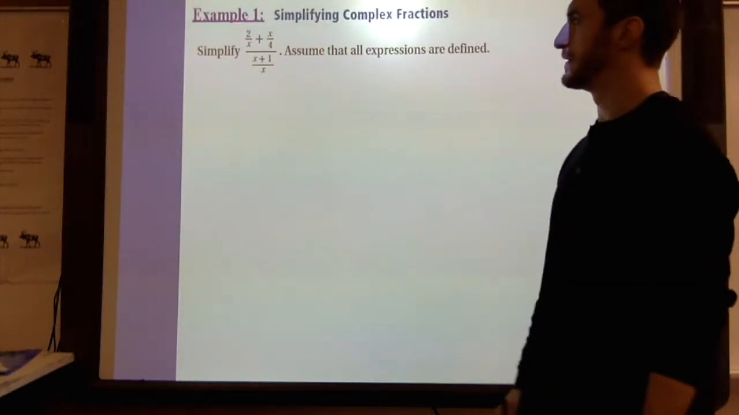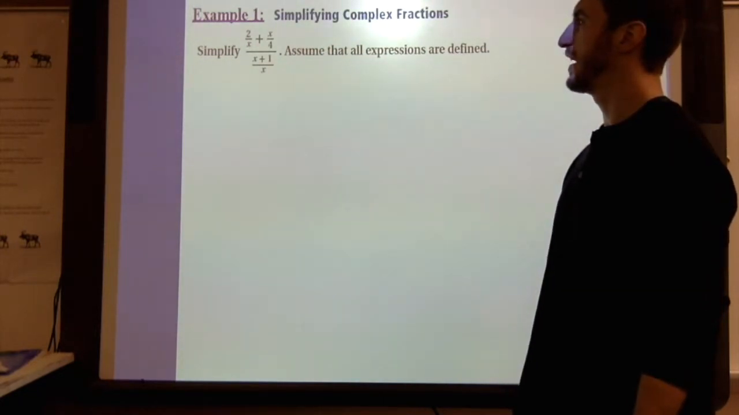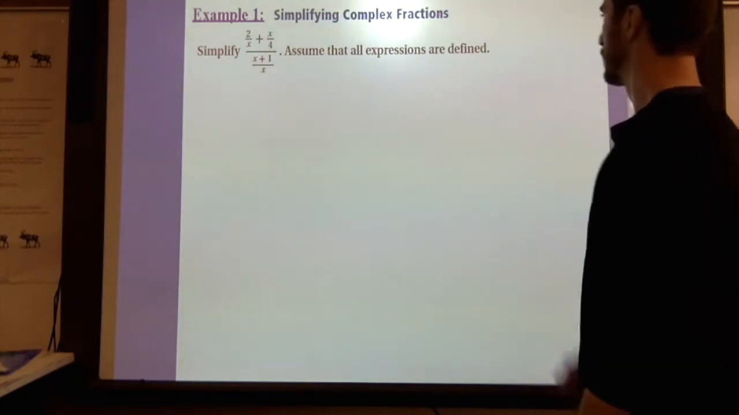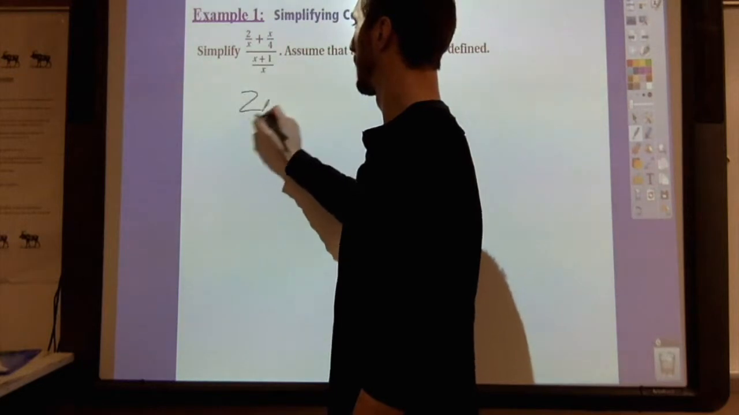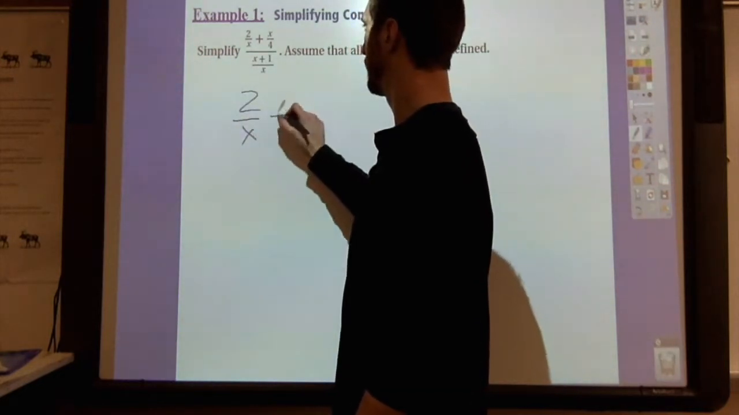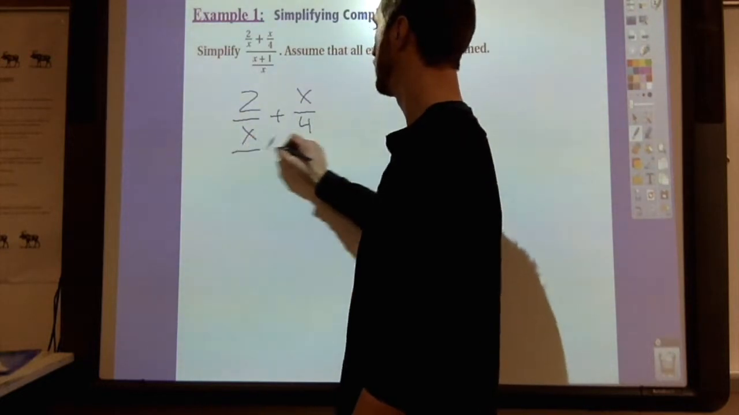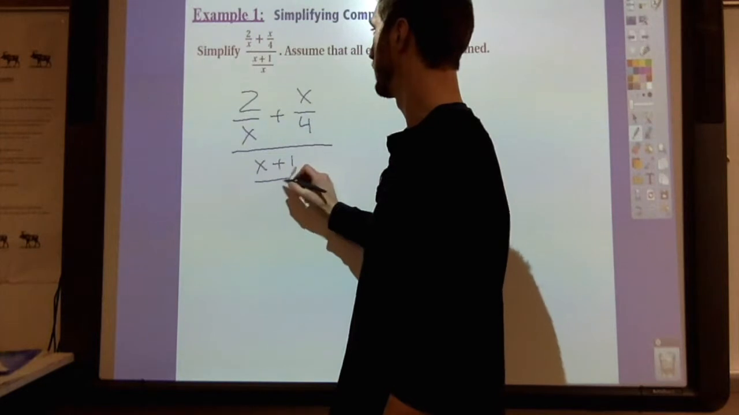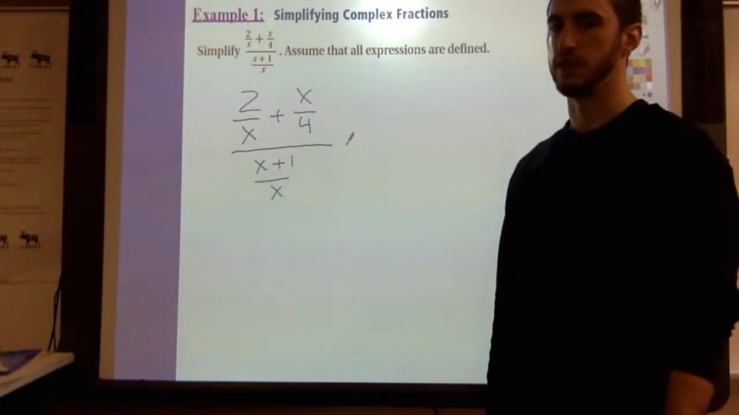So, what we're going to do next is simplify complex fractions. Okay? So, a complex fraction is, well, an example of one is something like this. You've got fractions in your numerator and fractions in your denominator. It's like fractions within fractions. It's like fractionception.